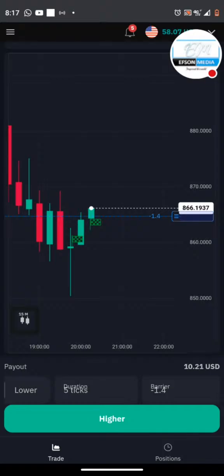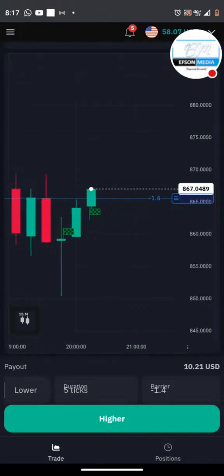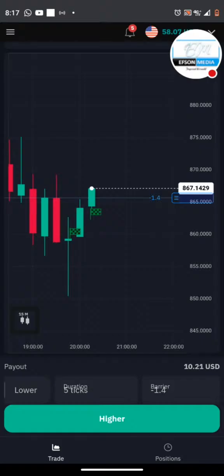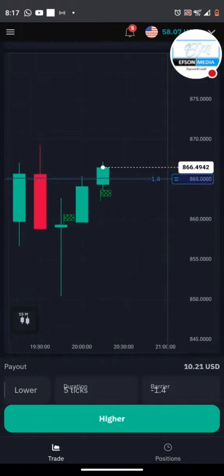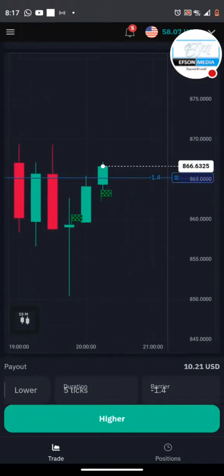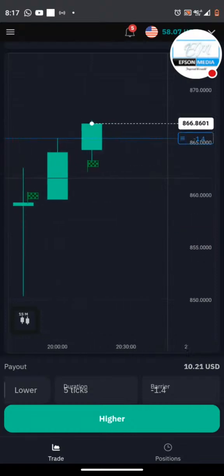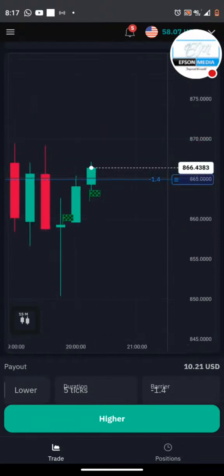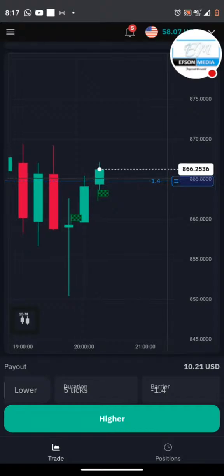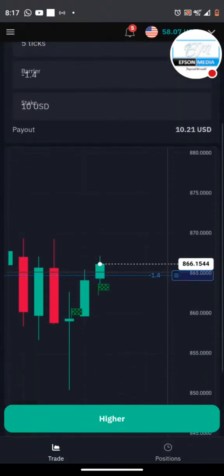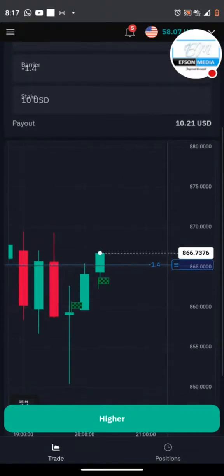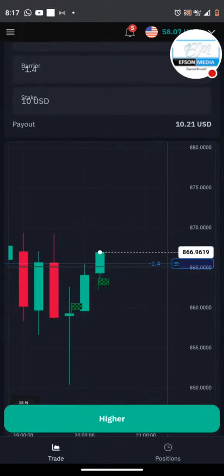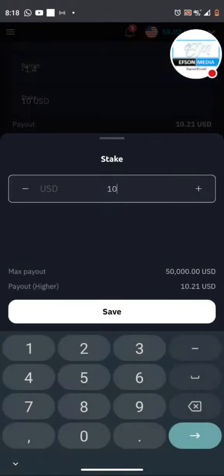Okay. 8:17. You have to get out before it's 8:20 if you are trading. So you check your time, you check your candle, and you make your move. Set your barrier, the blue line, at an appropriate position, and you enter your market with it. Let me say I'm entering with 20 or 30 dollars.